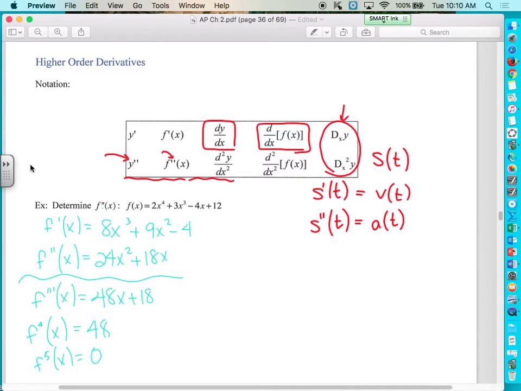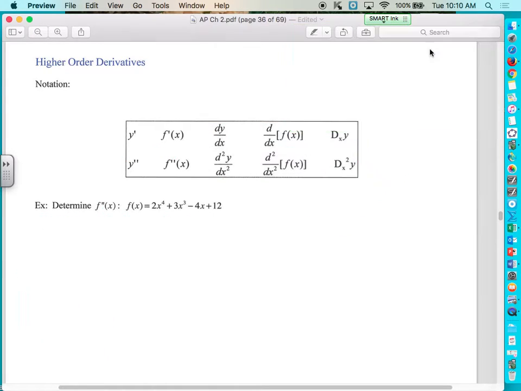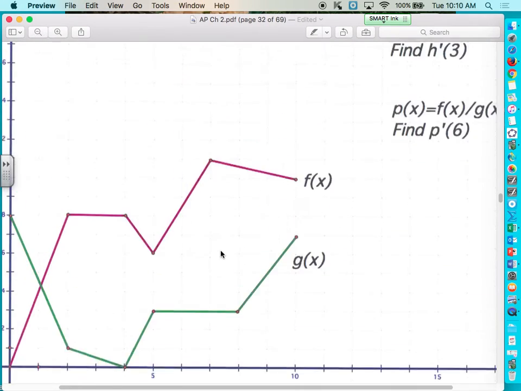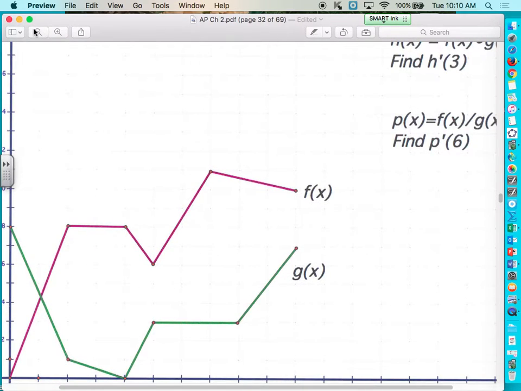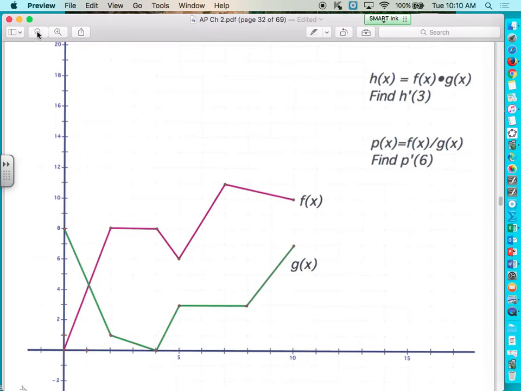Sometimes the polynomial functions will do that. Eventually the derivative will be 0, but some of them could just keep going on forever, like sines and cosines, the trig functions. You can keep taking the derivatives. So higher order derivatives, you have a few towards the end that they ask you to do. And then if you go back, we skipped over this page. You had these 2 graphs here, and they ask you to find h prime of 3 and p prime of 3. They want you to use the graph to come up with that.